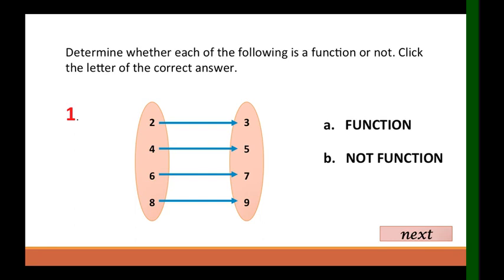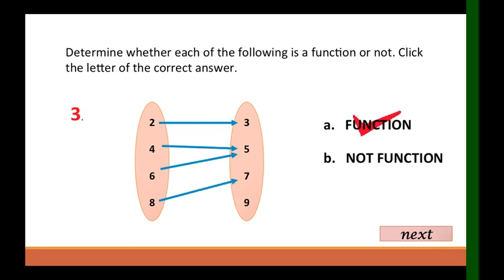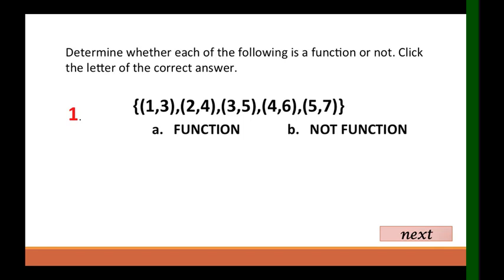How about this one? Determine if it is a function or not. Correct. It is a function. Next. Correct. It is not a function because 2 repeats twice. This one. Correct. It is a function. How about this one? By the way, it is a set. A set is a group of ordered pairs or elements. So this one is (1, 3), (2, 4), (3, 5), (4, 6), and (5, 7). Is it a function or not?